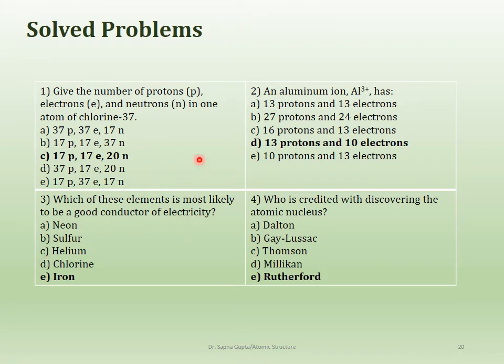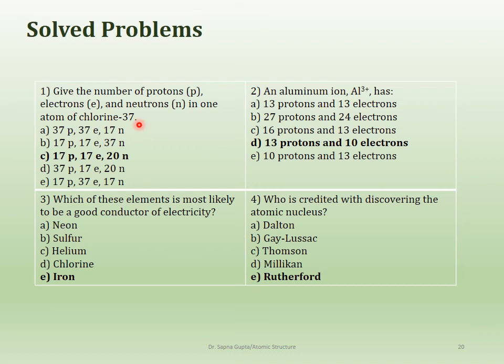So before we finish off, let's go ahead and do some solved problems over here. And I'll walk you through some of these. Give the number of protons, electrons, and neutrons in one atom of chlorine 37. Chlorine 37 means that chlorine 37 is the isotope. Chlorine can have many isotopes. So the one they want you to concentrate on is 37.